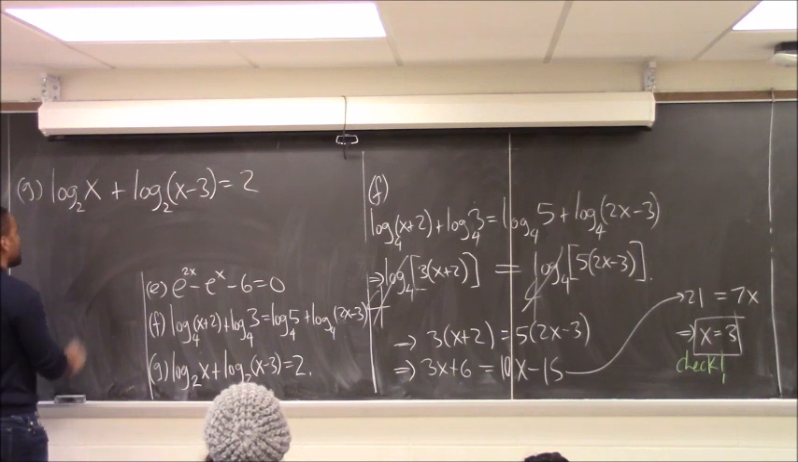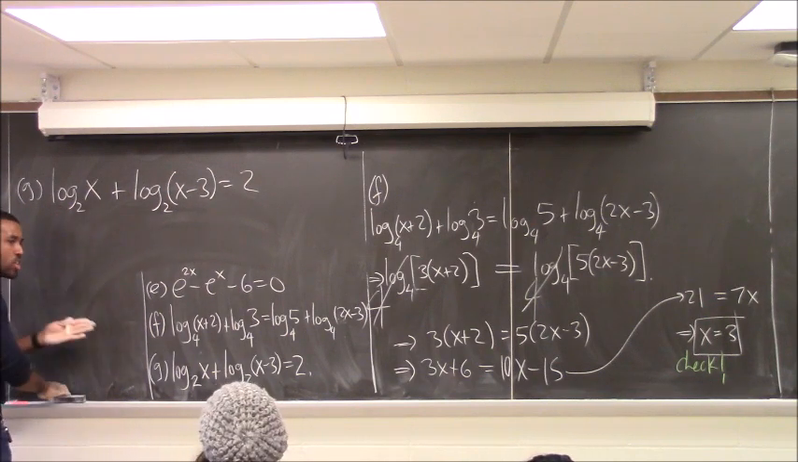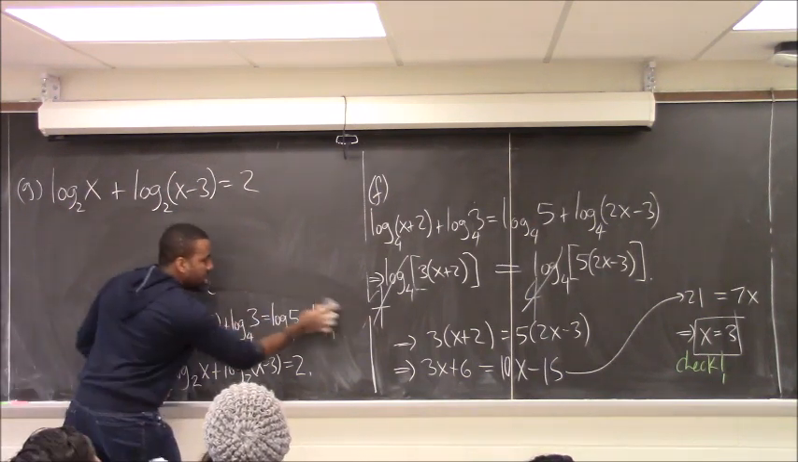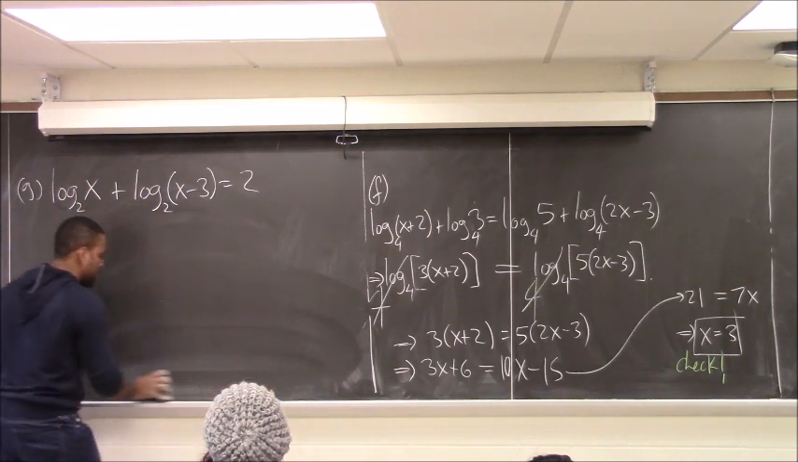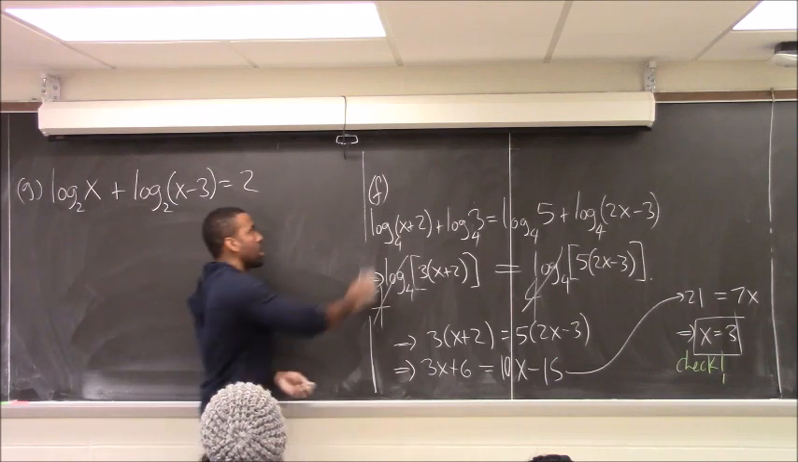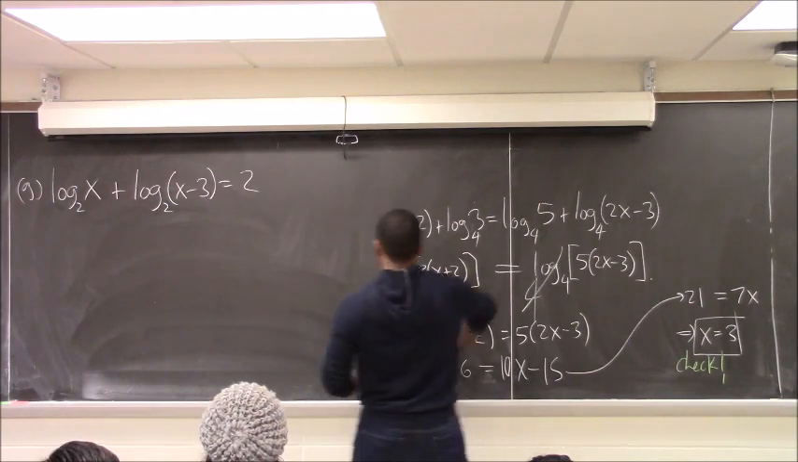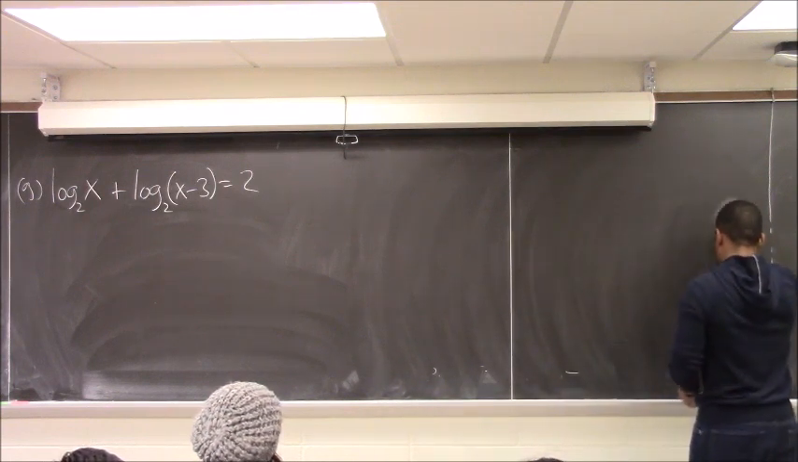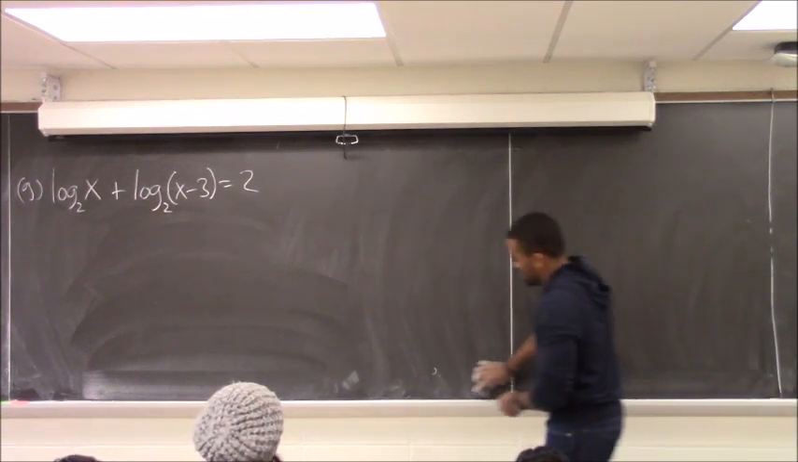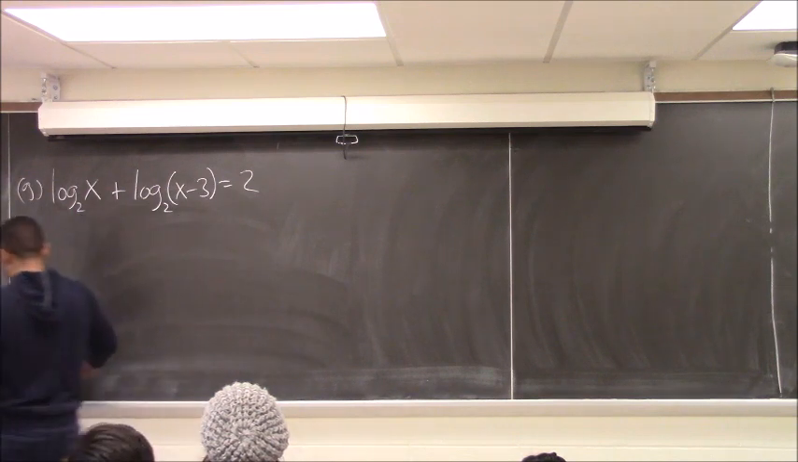It's not that hard. Oh, there's a log here. I know how to deal with those. I know all the rules, and I know how to get rid of them if I want to. Right? Just raise both sides to the same base, and that kills the log. If I don't like an exponential, I log both sides to the same base. That kills the exponential. That's always going to be a thing. Okay, what about this one?